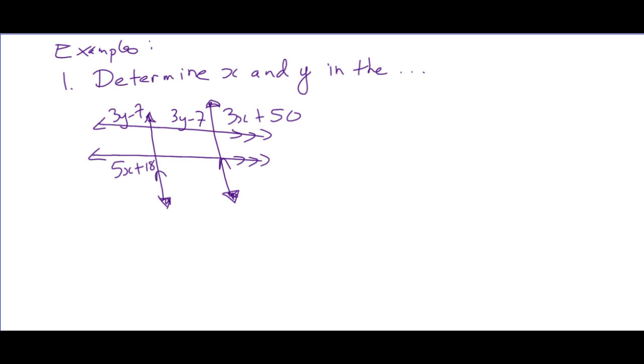I could label that 3y, because why? What allows me to say this is 3y minus 7? What kind of angles are they? They are corresponding angles. What else can I label?